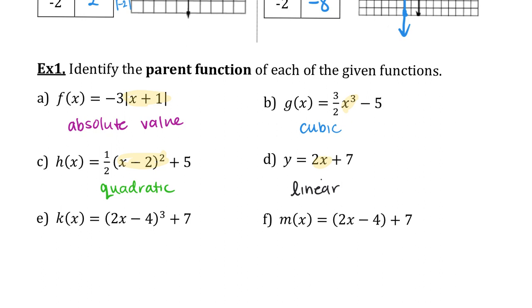Let's look at E. y equals the quantity 2x minus 4, cubed. Right, when I see the x is somehow being cubed, I'm going to go cubic. Okay, last one, F. m of x equals the quantity 2x minus 4, plus 7. Are we doing anything to the 2x minus 4? No. I'm timesing it by 2, but I'm not squaring it. I'm not square rooting it. I'm not cubing it. So this is still linear.